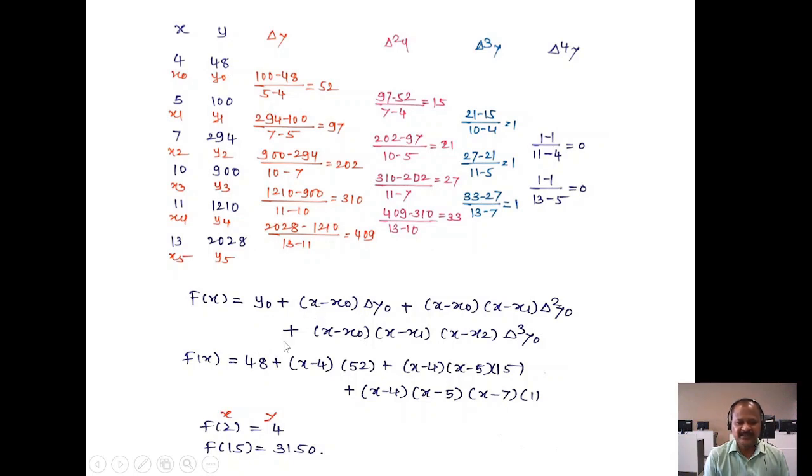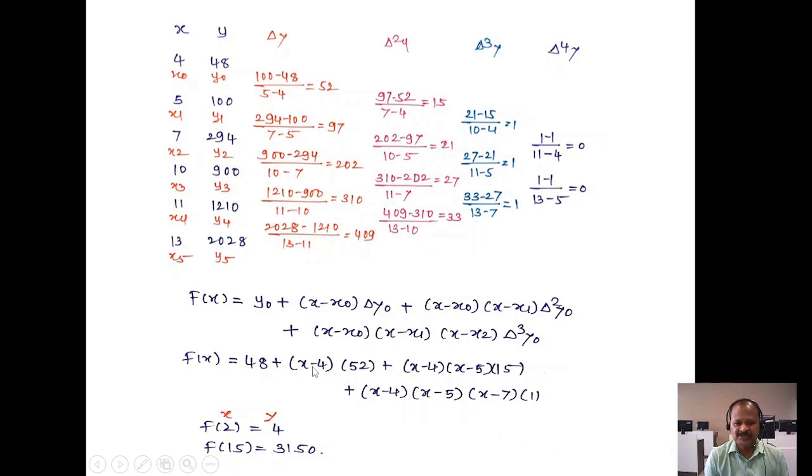You can keep x as it is. We have to find the value at x equals 2. So first we have to find the equation, then in this equation we put the value 2. See, x minus x0. What is x0? x0 is 4. So x minus 4 into delta y0. This delta y0 you can take as 52. The upper values you have to take. So 52 is delta y0, then 15 is delta square y, 1 is delta cube y, and here it is 0. So there is no problem of the fourth difference.